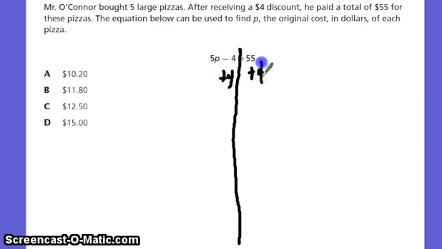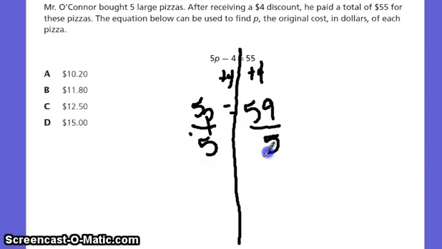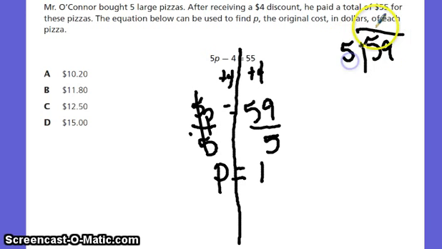Add $4 to both sides. We have 5P is equal to 59. Divide both sides by 5. P is equal to, that's going to be 1 and not quite 2. It will not go 2 times. That would be too much. So it's a 1 again.